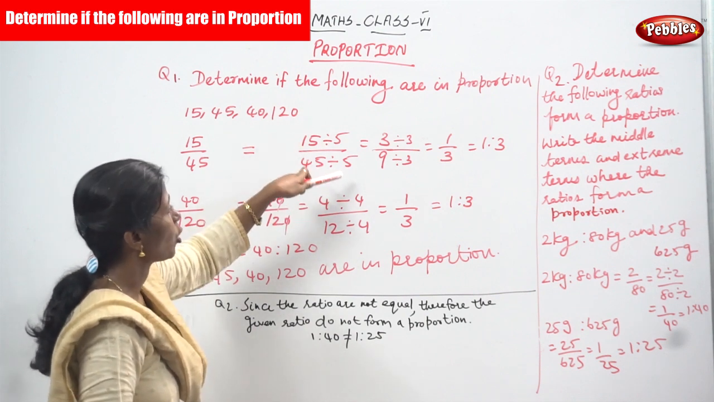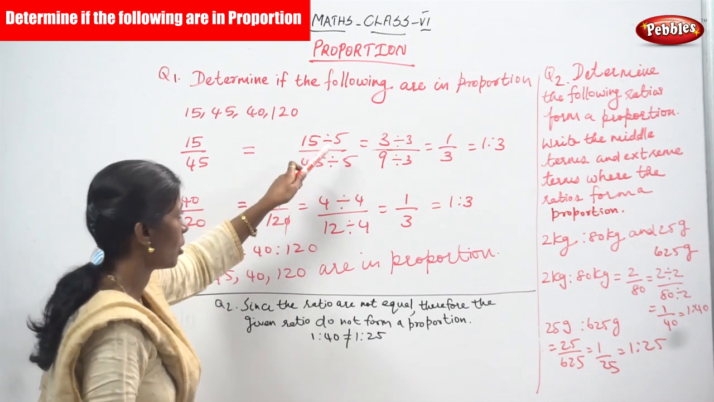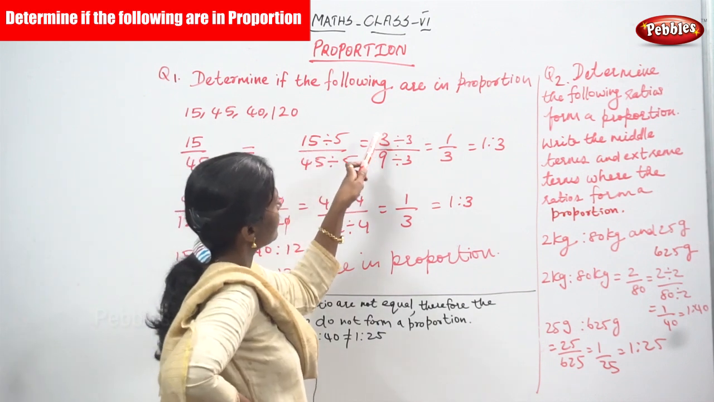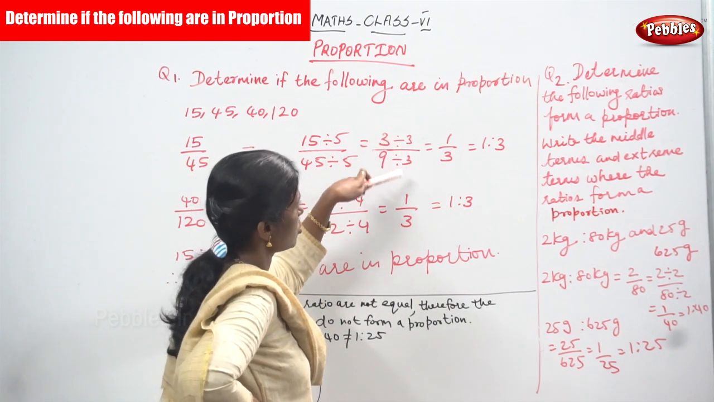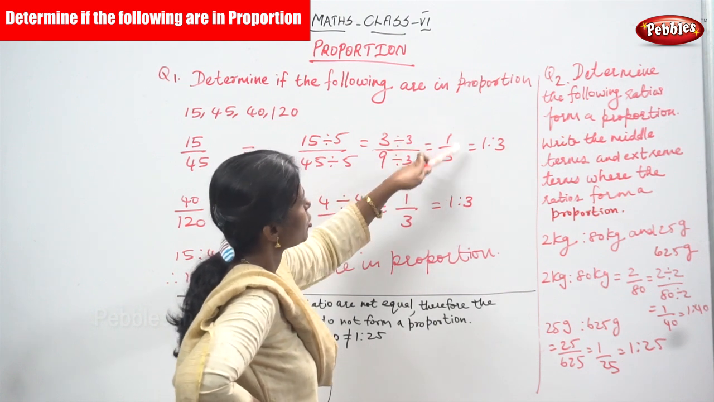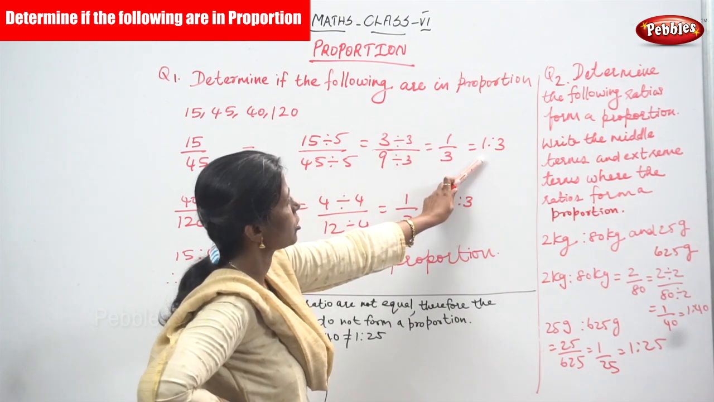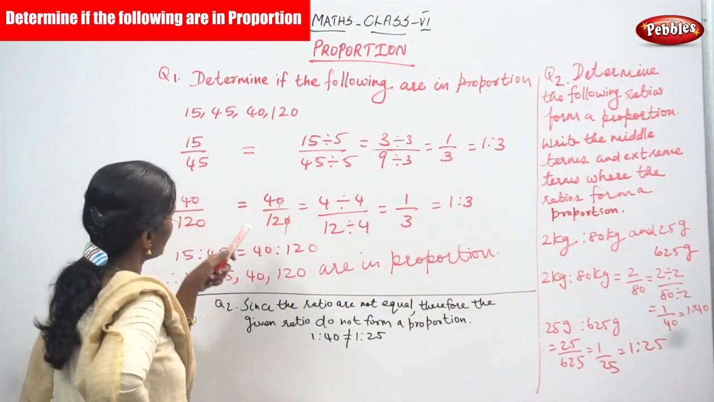We have taken a common divisor 5, because both numbers are divisible by the common divisor 5, and here 3 divided by 9, this is also divided by the same common divisor, that is 3. So 1 divided by 3 as a fraction. First you convert into a fraction, then you convert into ratios. 1:3 is the answer. The next pair is 40 comma 120.